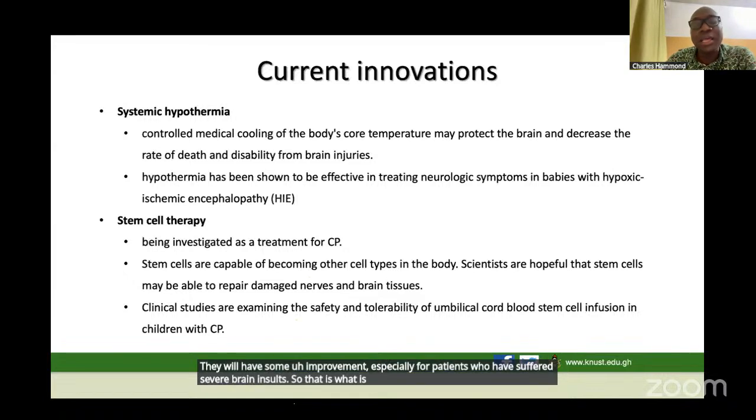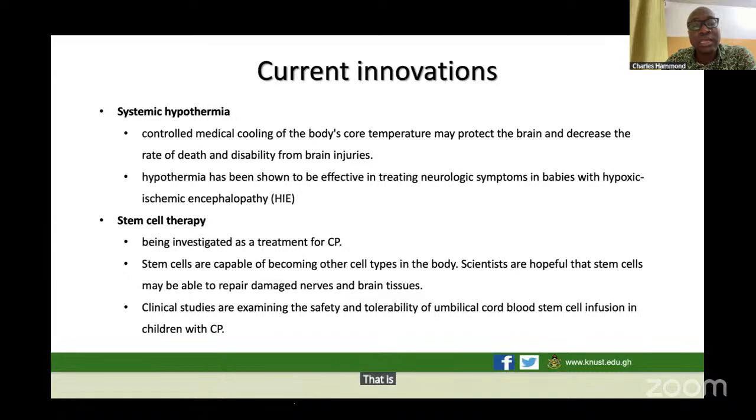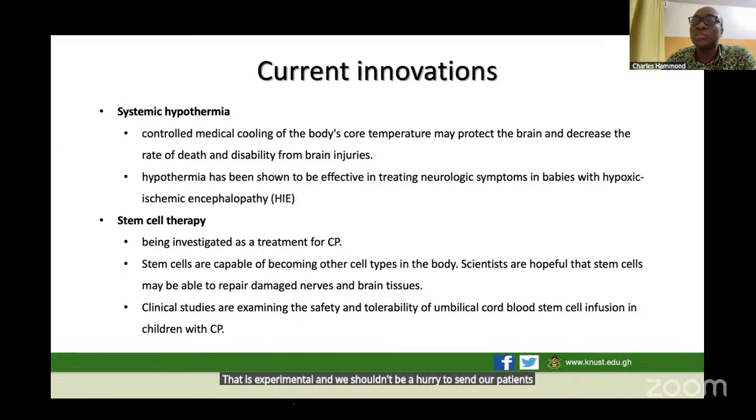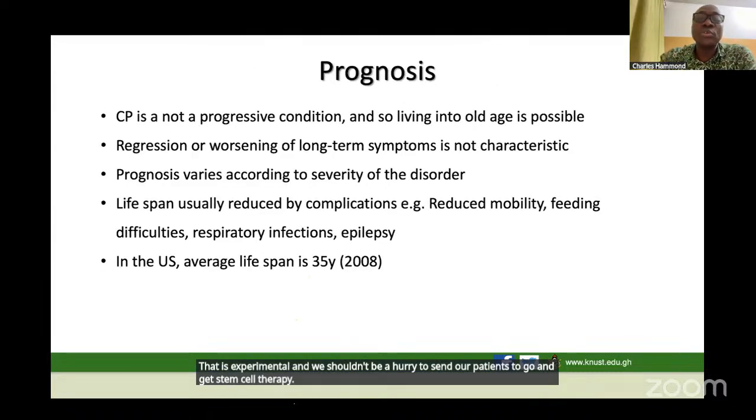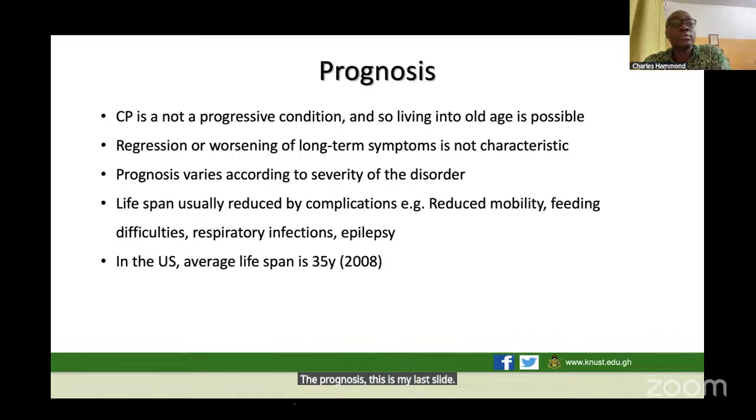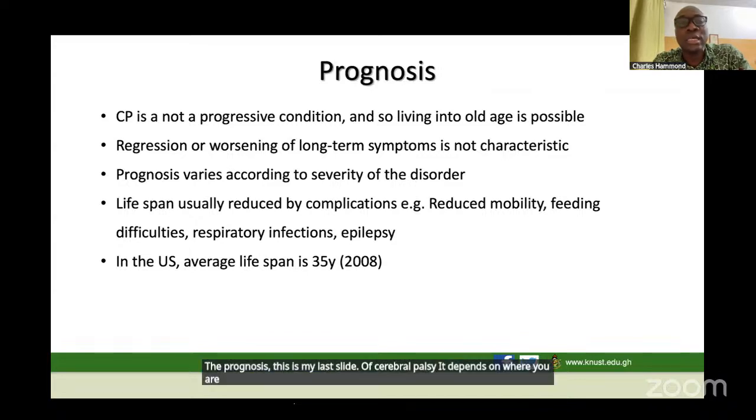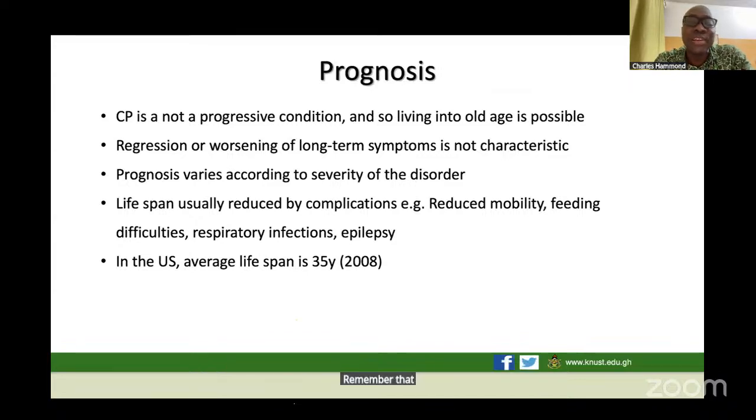But as I said, it is experimental, and we should not be in a hurry to send our patients to go and get stem cell therapy. The prognosis, this is my last slide, of cerebral palsy depends on where you are in the world. Remember that it is not a progressive condition.